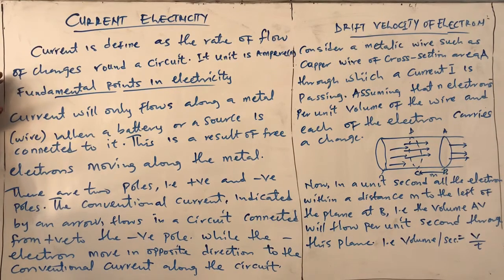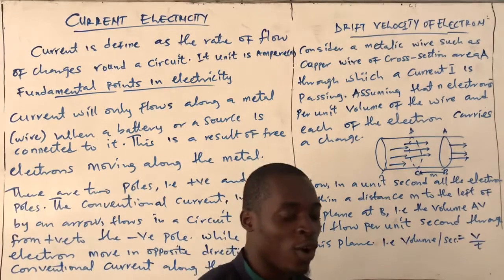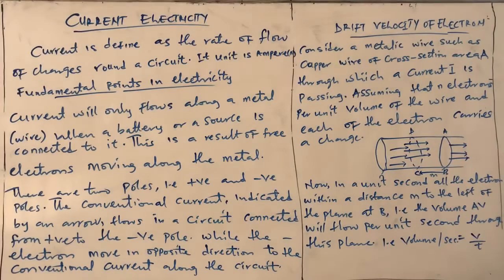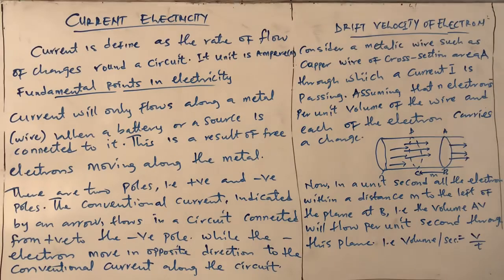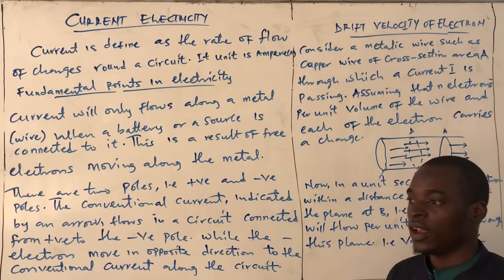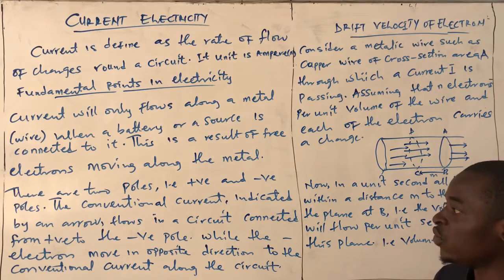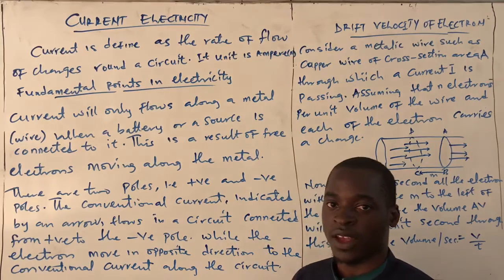So we say that current will only flow along a metal wire when a battery or a source is connected. It means that before we can have a flow of electricity, there must be what? There must be a connection with what? Along the metal, when a battery or a source is connected. This is the result of free mobile electrons. If the electron can move, there will be a transfer of this electron into a conductor and it will provide electricity.